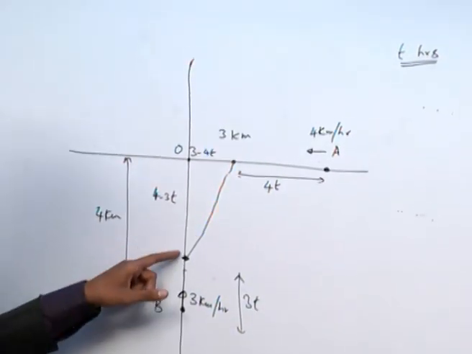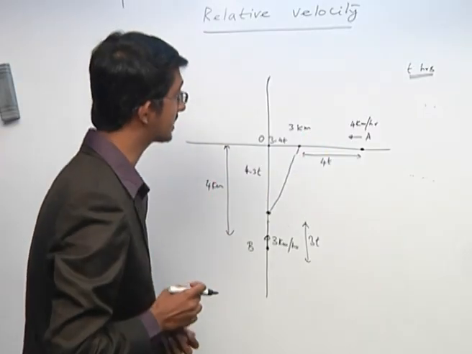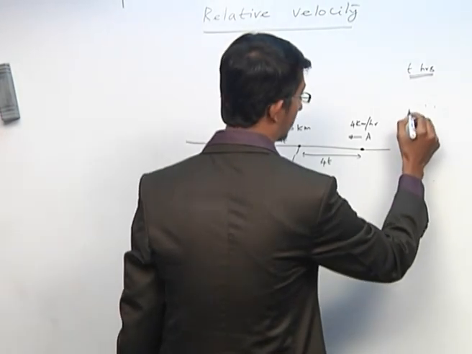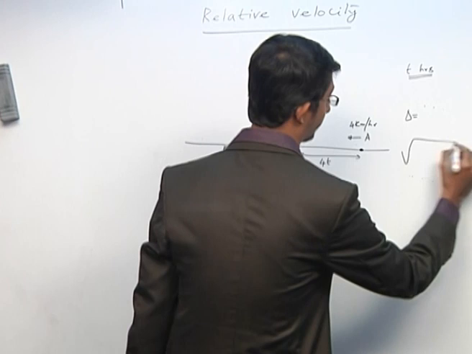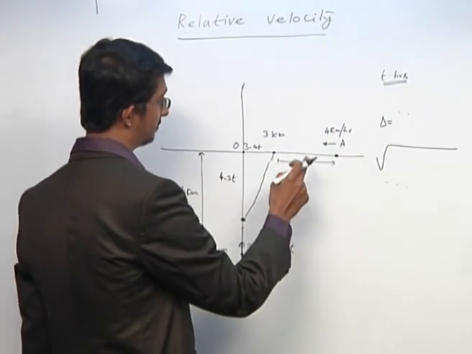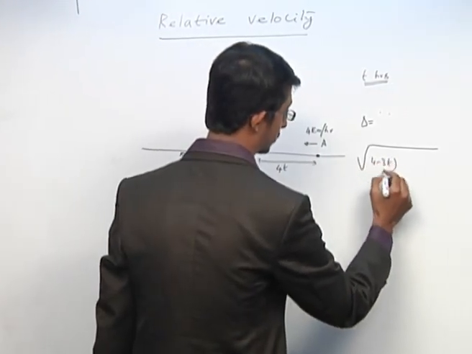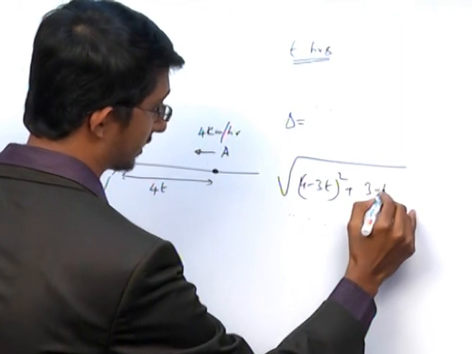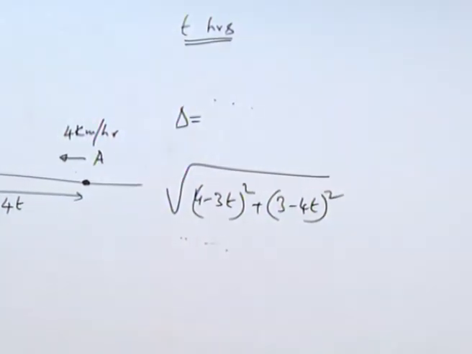And we know the lengths of these two sides, so we can get the separation by using Pythagoras theorem. So, the separation, which I call delta, will be under root of 4 minus 3t whole square plus 3 minus 4t whole square. That is the separation between them.